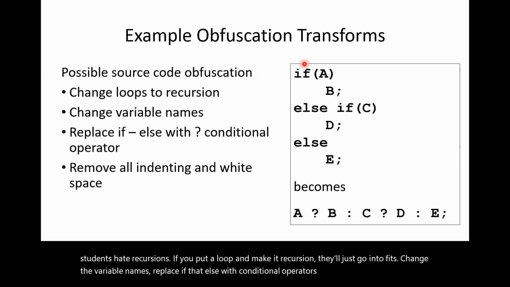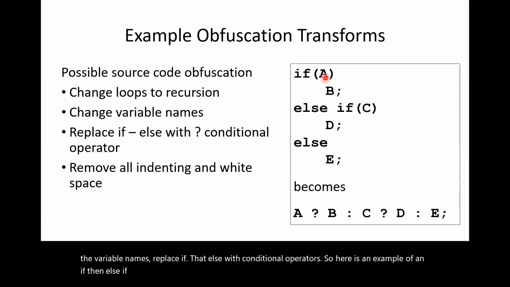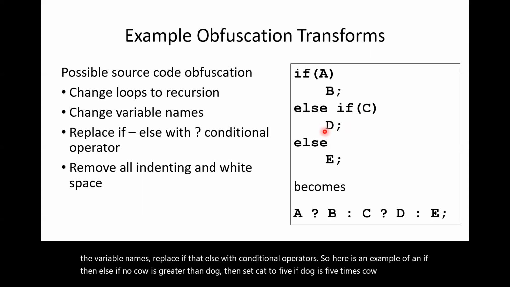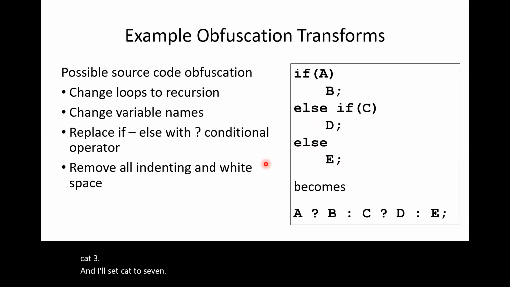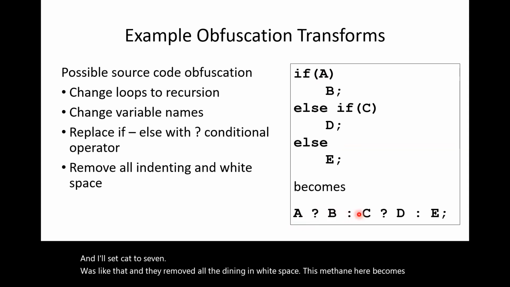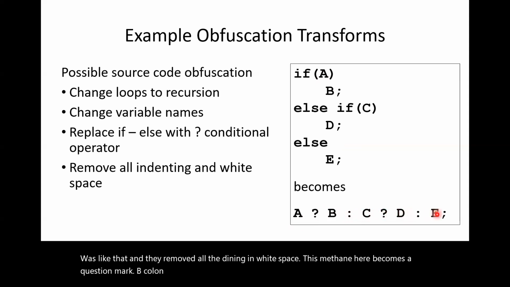So here is an example of an if then else. If cow is greater than dog, then set cat to 5. If dog is 5 times cow, then set cat to 3, and else set cat to 7. And they remove all the indenting and white space. This method becomes A question mark B colon C question mark D colon E. That's pretty weird. That is an inline conditional statement.